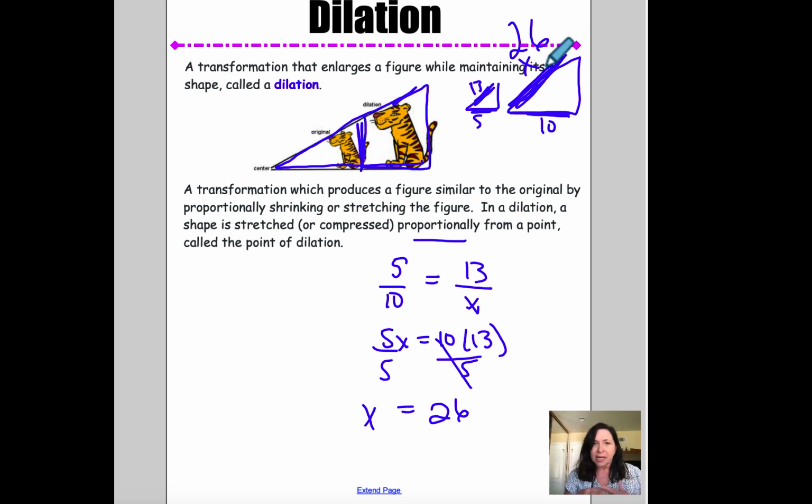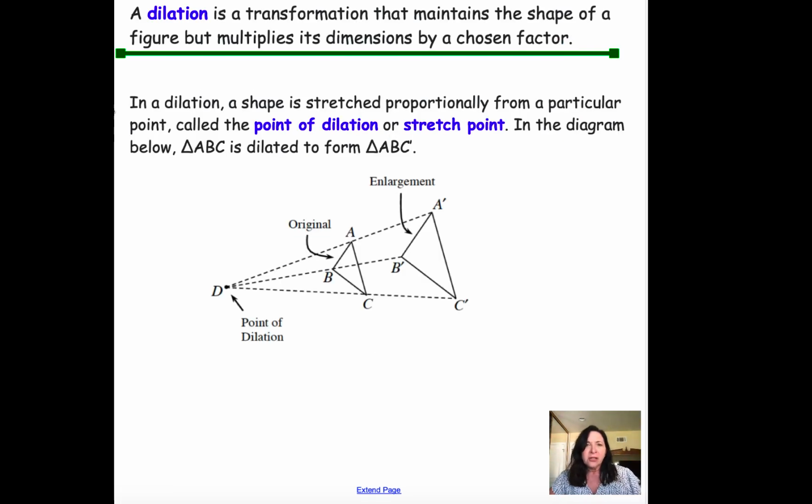And they are similar, meaning, because one is dilated to another, we've transformed it. Again, a dilation is a transformation that keeps the shape of a figure but multiplies the dimensions by some sort of factor. In a dilation, the shape is stretched proportionally. We start off with a smaller shape and get a larger shape. The diagram below is saying ABC is dilated to form A prime, B prime, C prime. This little triangle was enlarged so much that now it's this size, and by doing that, we have something called a scale factor.